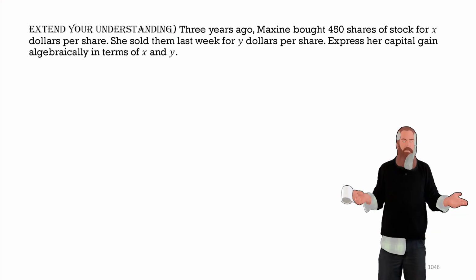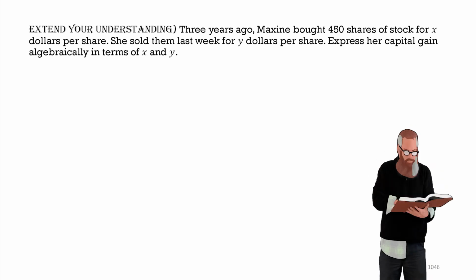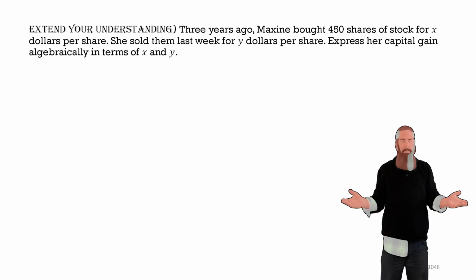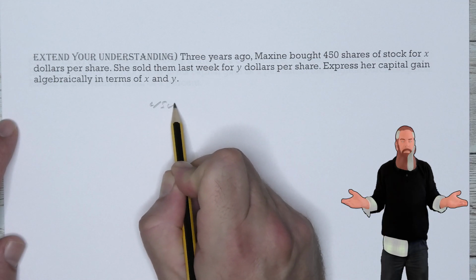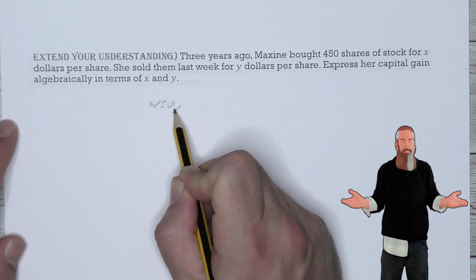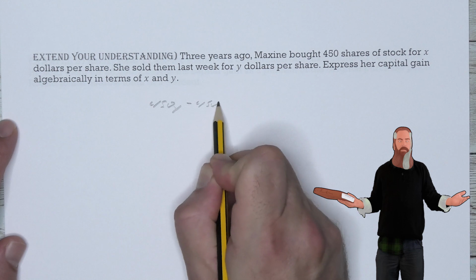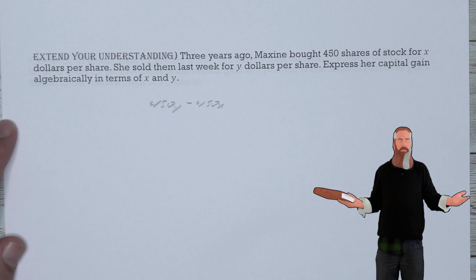Now, let's extend our understanding of this. 3 years ago, Maxine bought 450 shares of stock for X dollars per share. She sold them last week for Y dollars per share. Express her capital gains algebraically in terms of X and Y. Well, we know that how much she had in the end was 450 shares times her selling price of Y. We would subtract the 450 shares times her buying price of X.